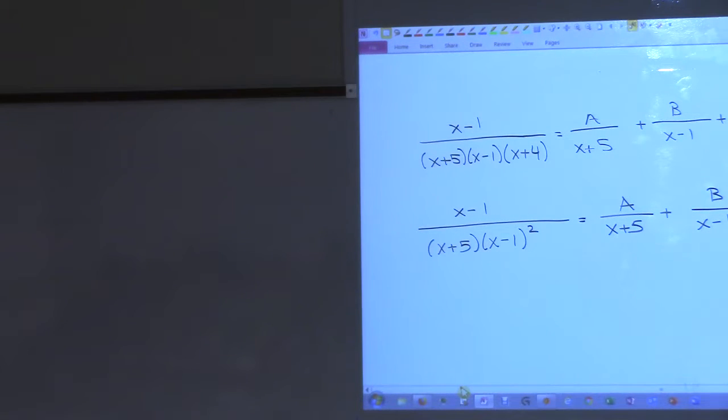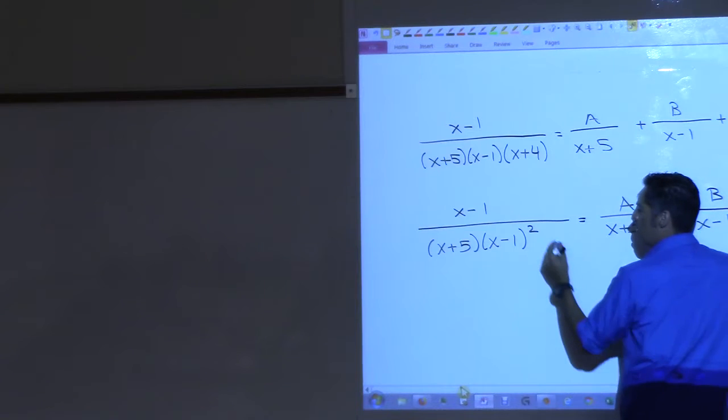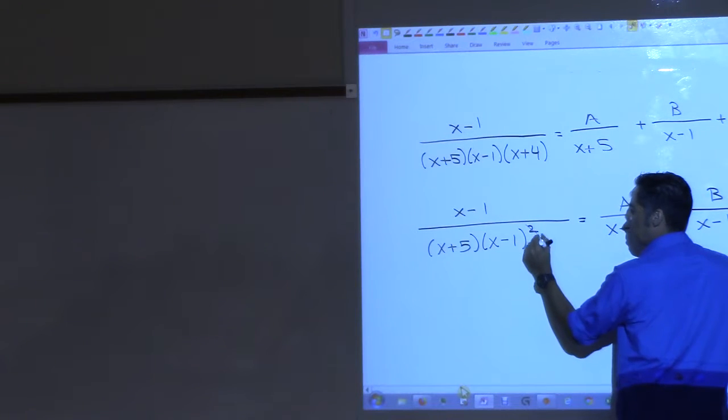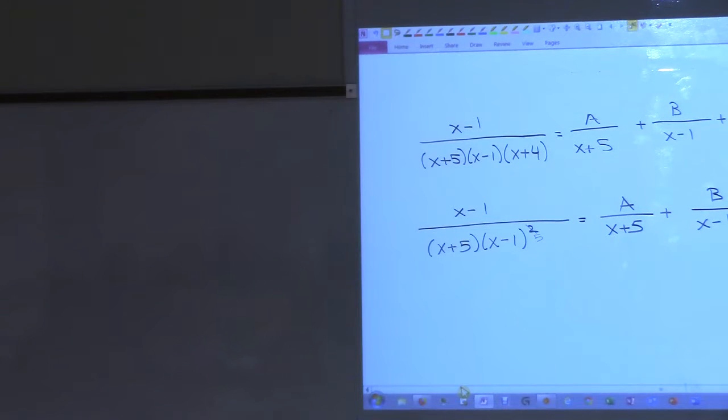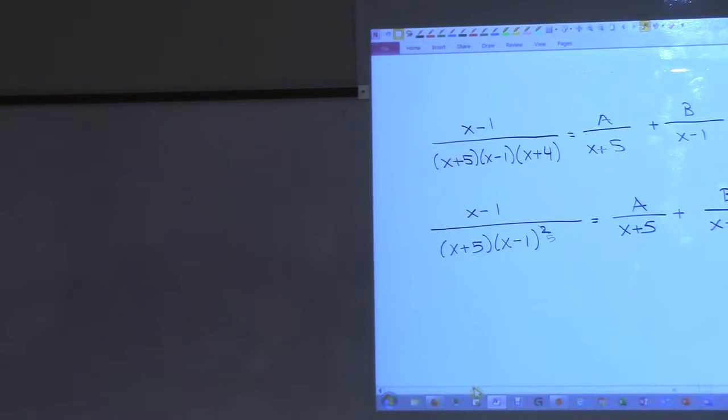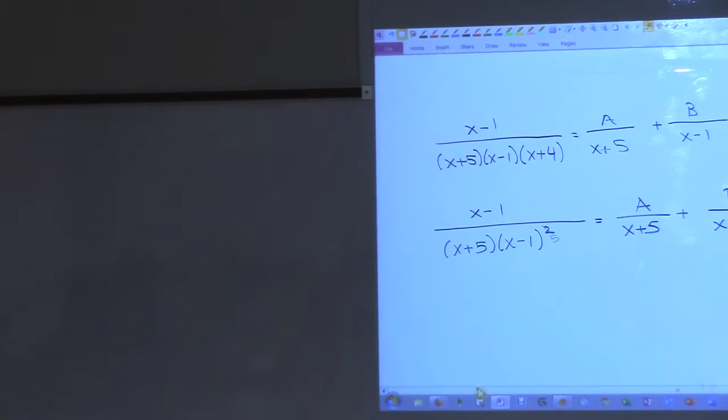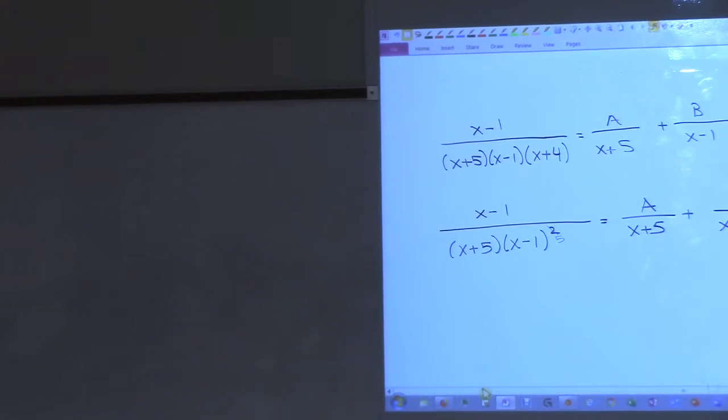So what if this had been, just for the sake of doing it, what if this number right here, instead of being a 2, had been a 5? You go B over x minus 1, C over x minus 1 squared, D over x minus 1 to the third, plus E over x minus 1 to the fourth, plus, I don't know where I am, F over x minus 1 to the fifth, and then you would stop.